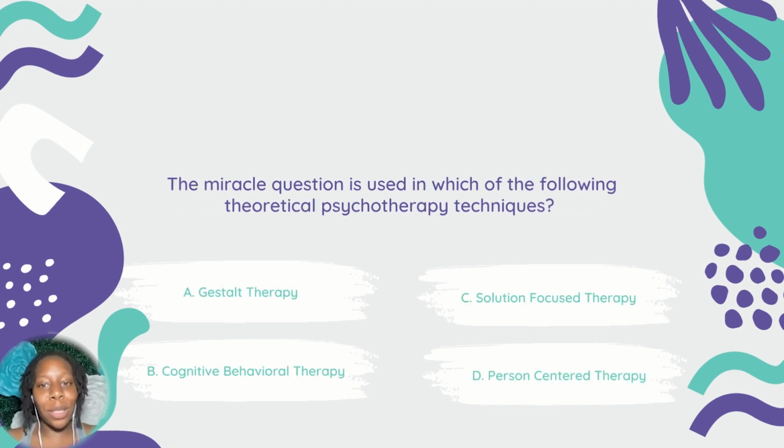All right, the miracle question is used in which of the following theoretical psychotherapy techniques? All right, solution focused. We know it's not Gestalt. We know it's not CBT, and we know it's not person-centered. So if you think about the miracle question, it is: what is life like, or what would the world look like if there were no problems and all issues were taken care of? That's talking about the solutions to every single issue that's causing a client to be in therapy or that's causing a client to be dysregulated.